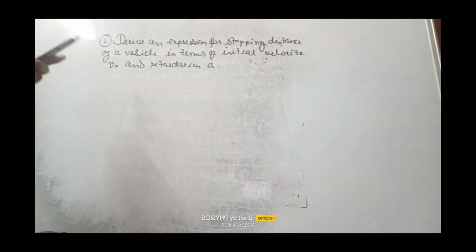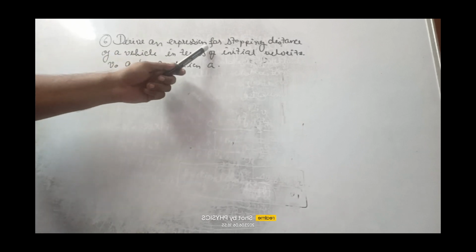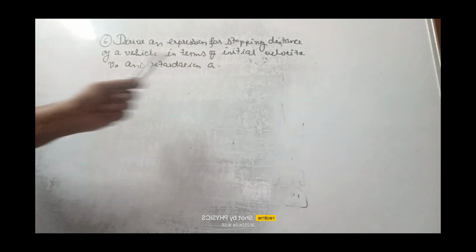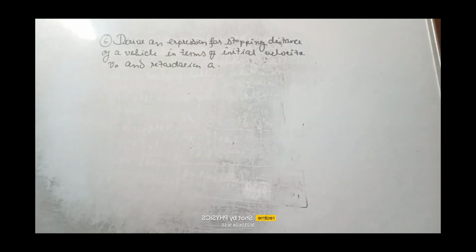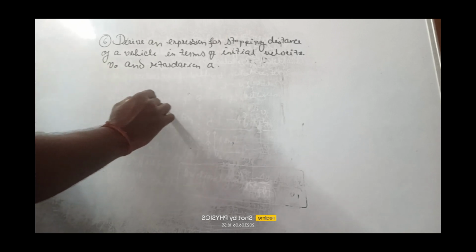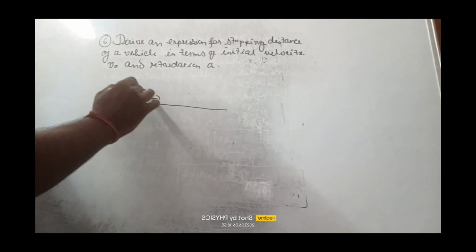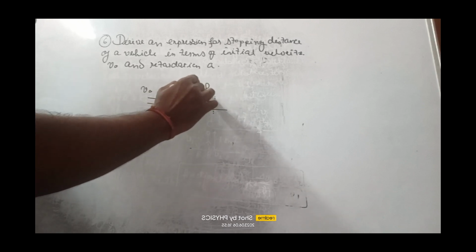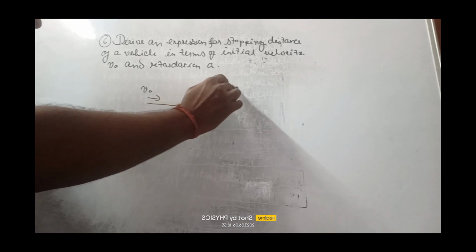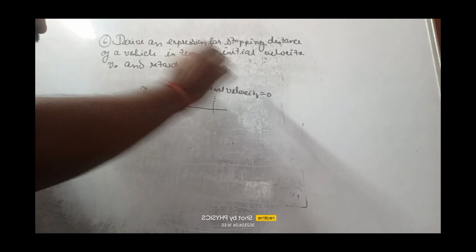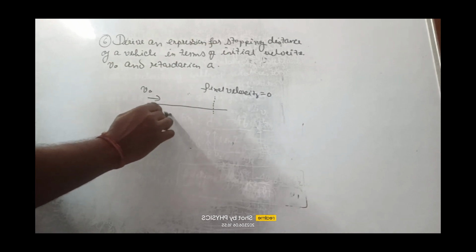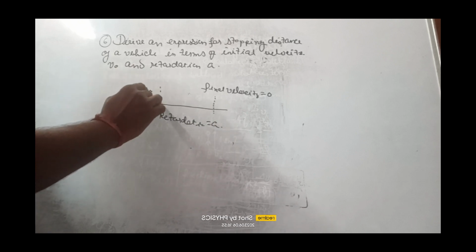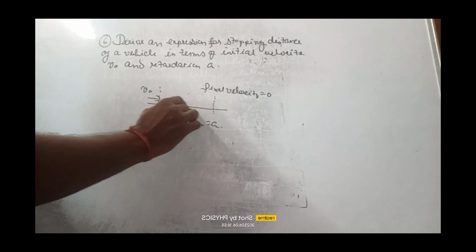Now move to the sixth problem. Derive an expression for the stopping distance of a vehicle in terms of the initial velocity v0 and retardation a. Let us consider a straight path. Its initial velocity is v0, and as it stops, its final velocity is 0. With the retardation a, let's take it moves a distance of x or s.